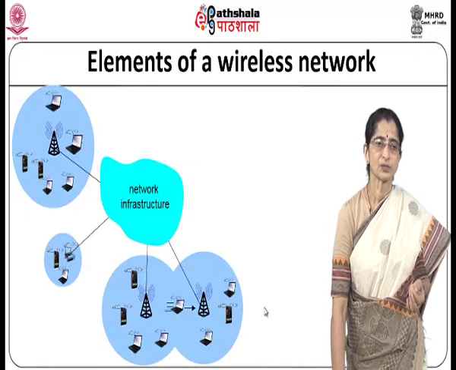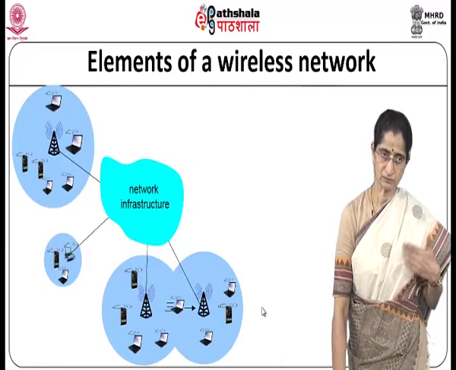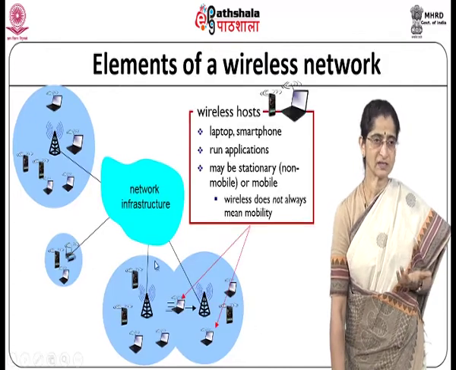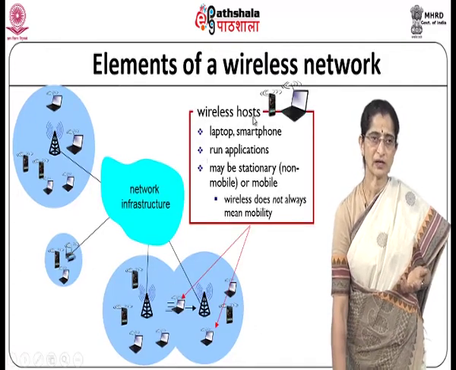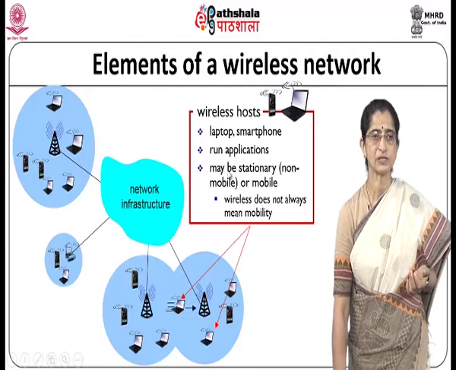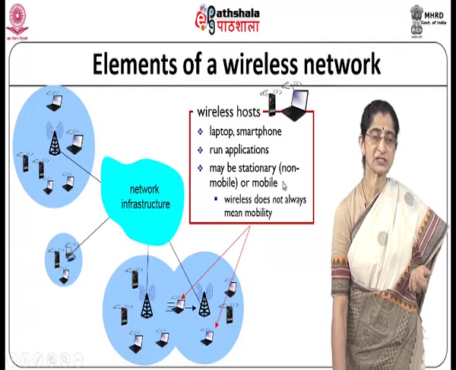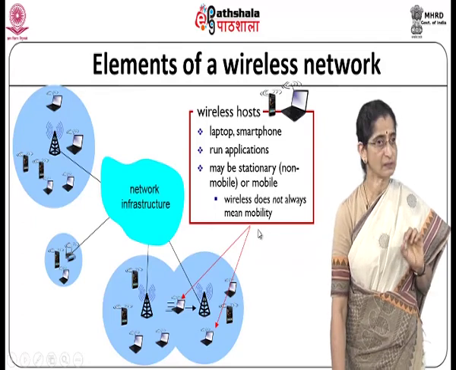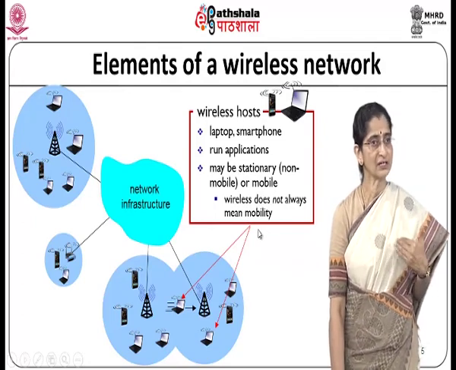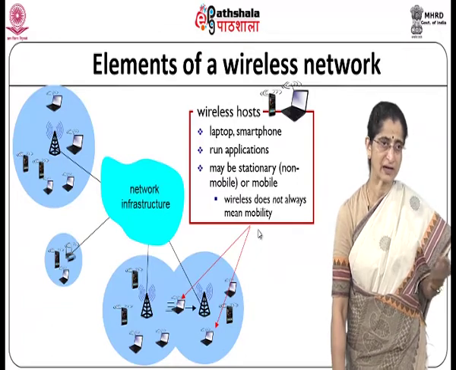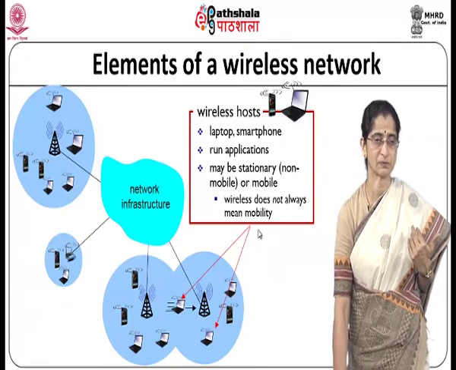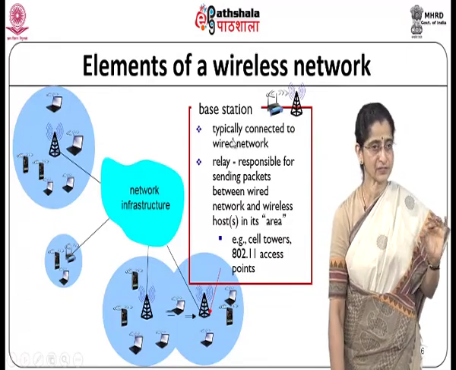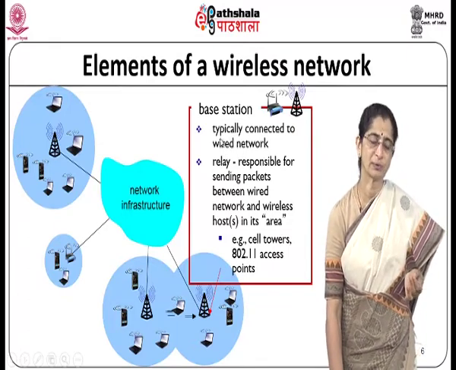Okay. So, now if you look at the elements of a wireless network, this is also something that you would be very much familiar with. If you look at the devices, we have wireless hosts. Wireless hosts could be laptops, smartphones, and they would typically be running applications. They may be stationary or mobile. Now, remember that wireless does not always mean mobility. It could be a stationary device just connected by means of a wireless connection. That is a possibility. So, we have wireless hosts, and we always have some kind of central devices which normally go by the name of base station.